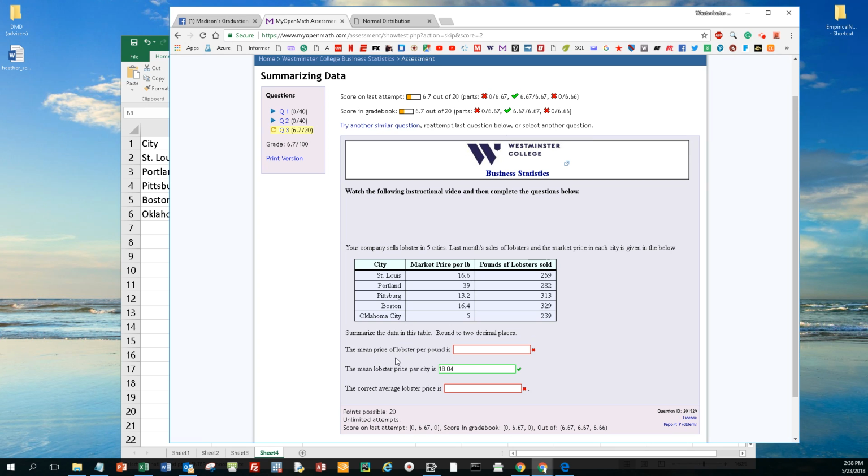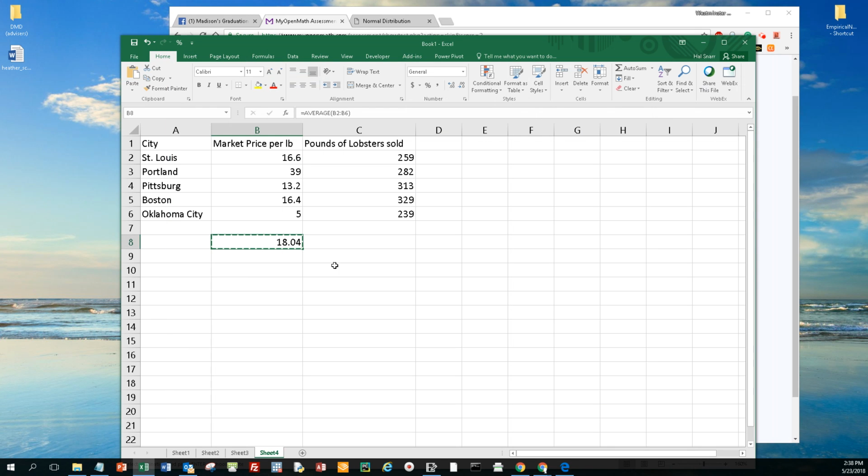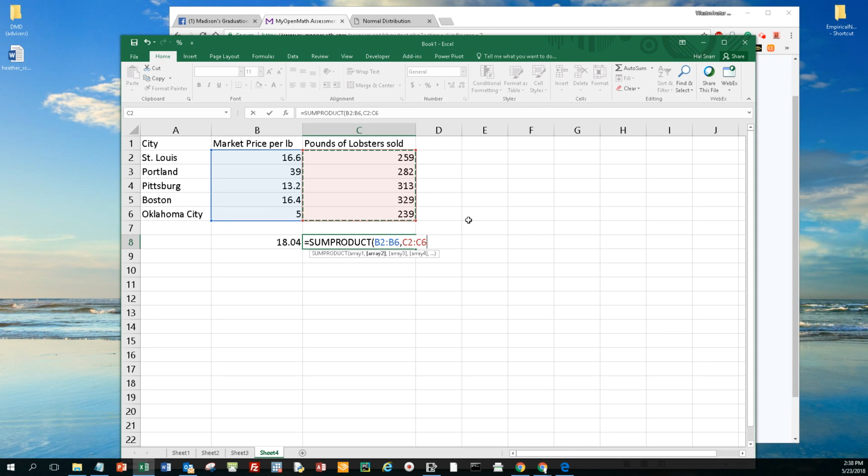Right? Now we want to find the mean price of lobster per pound, and the way we're going to do that is we're going to use something called sum product. What sum product does is it first takes products. It's going to multiply this by the pounds of lobster sold in St. Louis. Then it's going to take this times the pounds of lobster sold in Portland. So it's going to take this times that, this times this, this times this. Then it's going to sum those products. So the way we do this is we highlight the market prices, put a comma, and then we highlight the pounds of lobsters sold in each city.